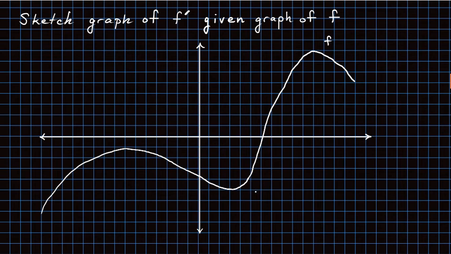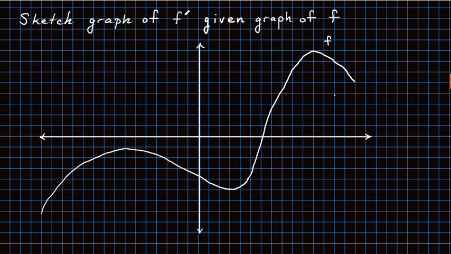Here we're given the graph of a function f, and we want to sketch the graph of its derivative. Just a sketch. Not very accurate, but just to give us a feeling for the salient features of the graph of f prime. So how do we do this?